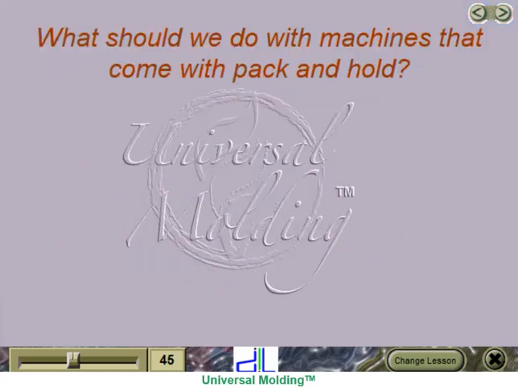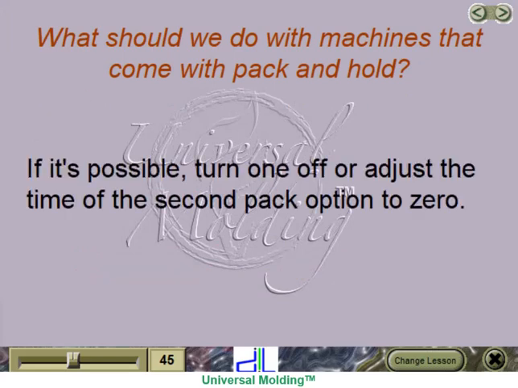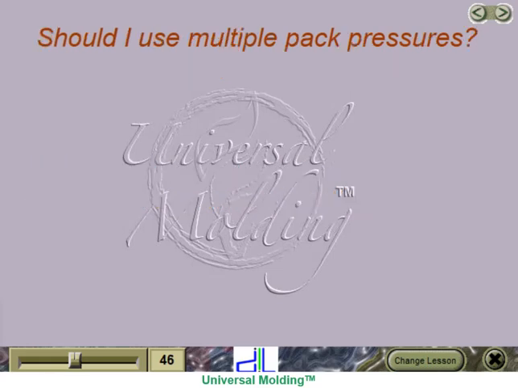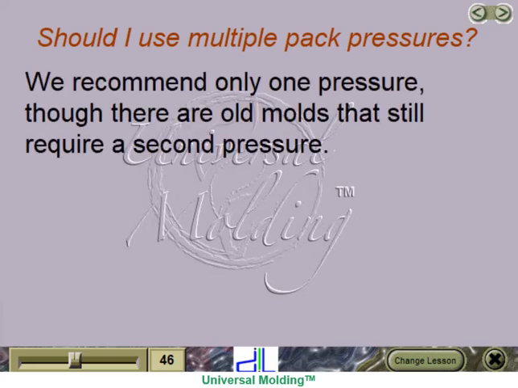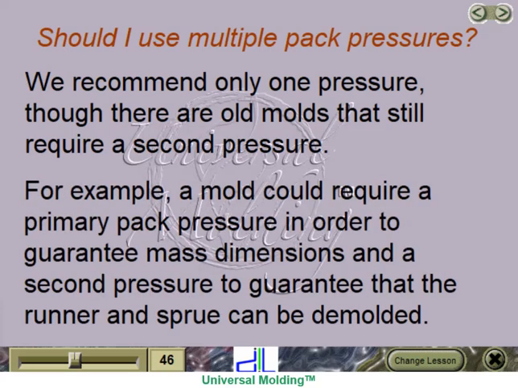What should we do with machines that come with pack and hold? If it's possible, turn one off or adjust the time of the second pack option to 0. Should I use multiple pack pressures? We recommend only one pressure, though there are old molds that still require a second pressure. For example, a mold could require a primary pack pressure in order to guarantee mass dimensions and a second pressure to guarantee that the runner and sprue can be demolded.